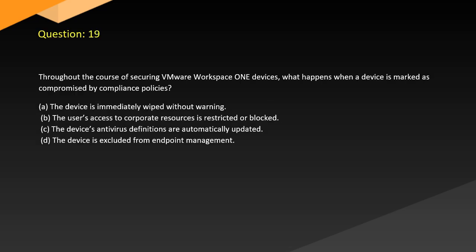Question 19. Throughout the course of securing VMware Workspace ONE devices, what happens when a device is marked as compromised by compliance policies? A. The device is immediately wiped without warning. B. The user's access to corporate resources is restricted or blocked. C. The device's antivirus definitions are automatically updated. D. The device is excluded from endpoint management.